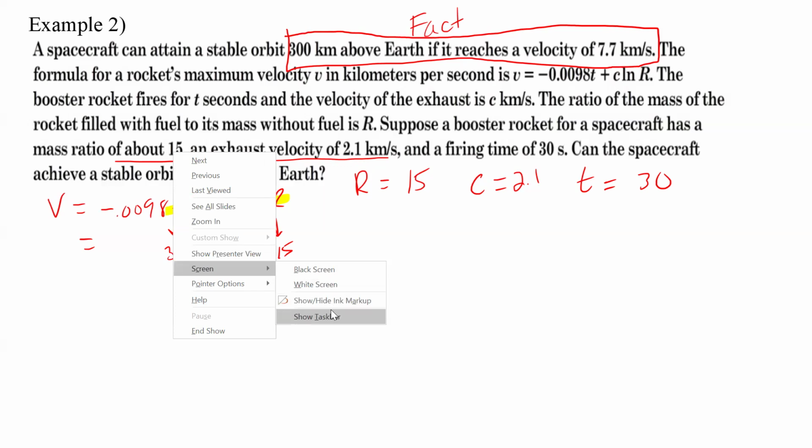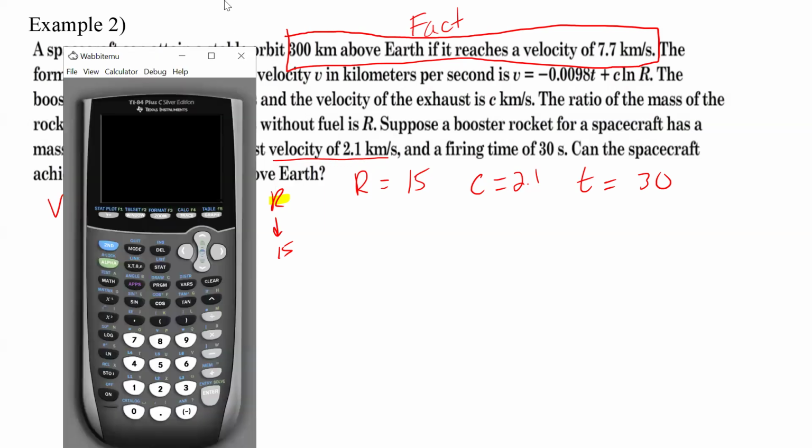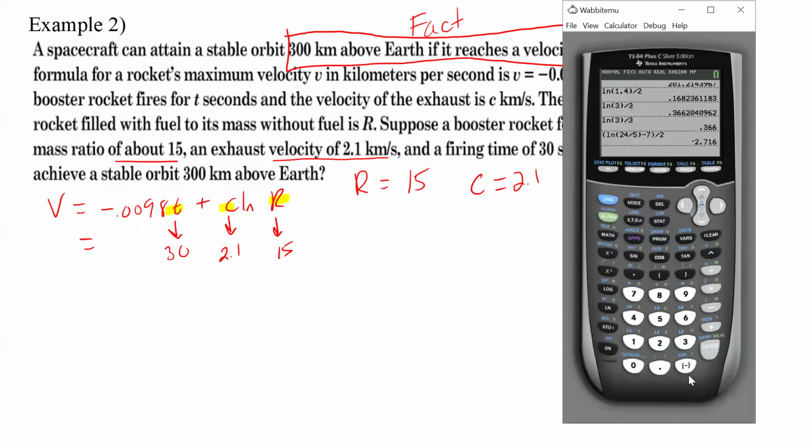So we're going to go to handy dandy calculadora. Where's homegirl Sylvie? Hey girl, here she is. Turn her on. And I'm literally typing in negative 0.098 times 30 plus my C value. Oh, forgot my T. And y'all were just going to let me do that. Negative 0.098 times 30 plus my C, 2.1 natural log of my R, and my R is 15. I hit enter and I get a value. My value I got is 5.393.